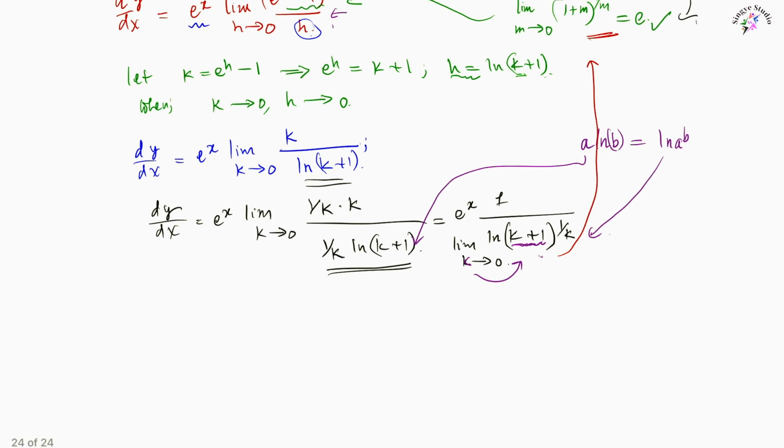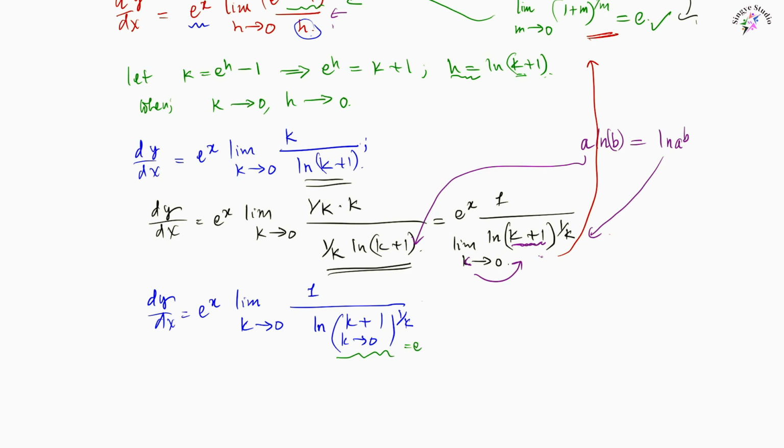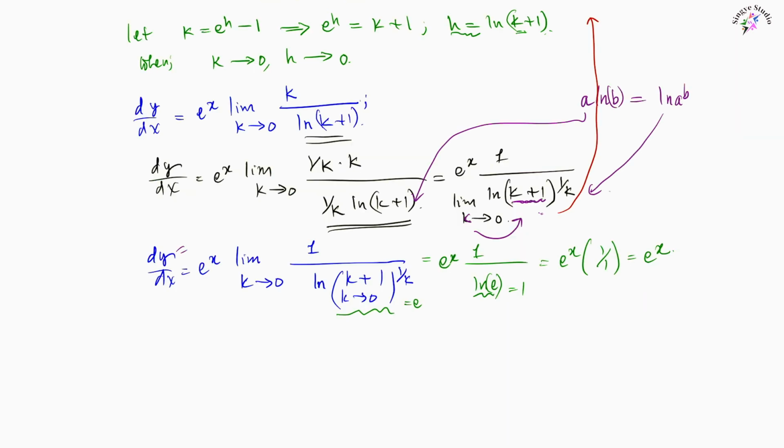So finally we will have dy upon dx equals e raised to x times the limit as k approaches 0 of 1 over ln of (k plus 1) raised to 1 over k. So this whole value is just e. So we will have e raised to x times 1 over ln e, and this ln e is equal to 1. So we will have e raised to x times 1 upon 1, which is e raised to x. So with this, we have proved that the derivative of y equals e raised to x is e raised to x, right?